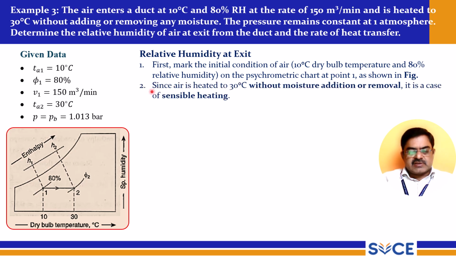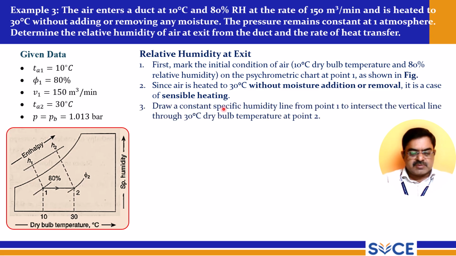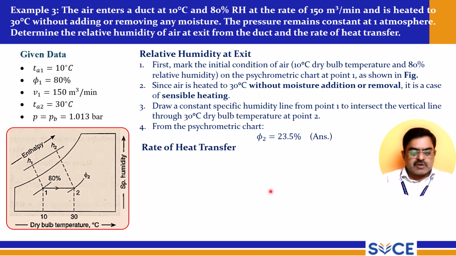Since air is heated to 30 degrees Celsius without moisture addition or removal, it is a case of sensible heating only. So it is a sensible heating process. Draw a constant specific humidity line from point 1 to intersect the vertical line through 30 degrees Celsius dry bulb temperature at point 2. From the psychrometric chart, phi 2 equals 23.5 percent. So that we have to find from the psychrometric chart.